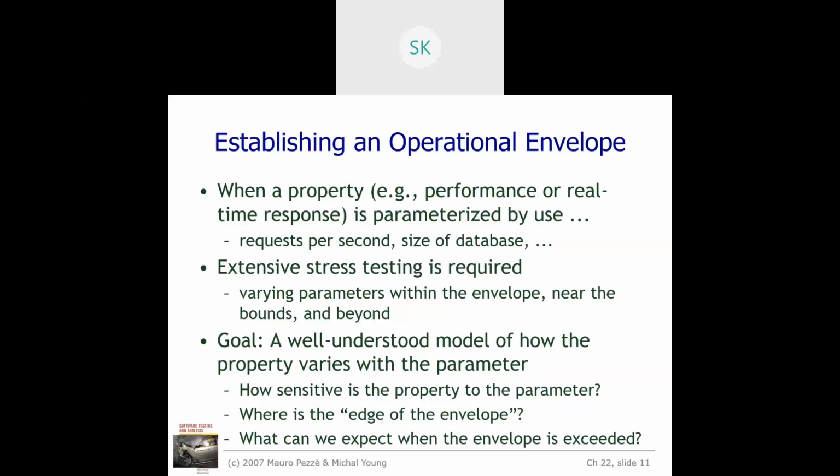So how to do it? Extensive stress testing is required to achieve all this. First one is verifying the parameters within the envelope. Envelope means what? Whatever system boundary that you are making, right? Whatever you are doing within the boundary, that is nothing but your envelope. So you are fixing your particular boundaries, so that becomes your envelope.